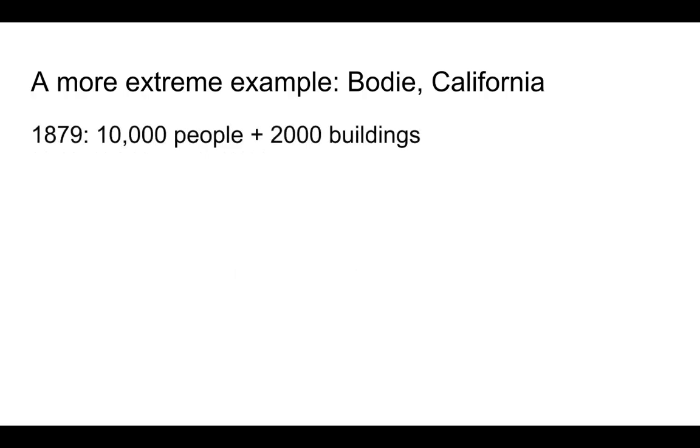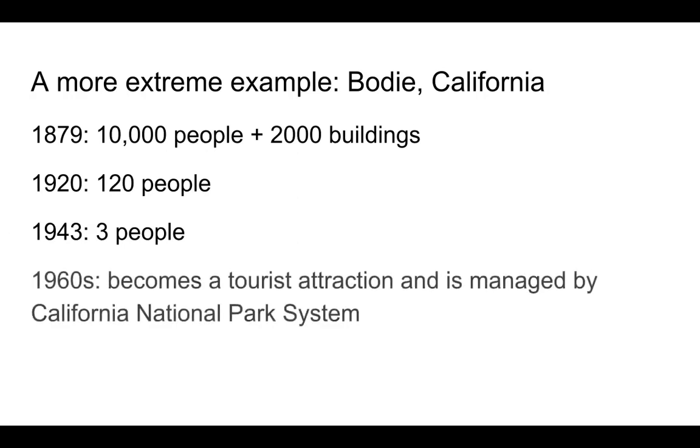A more extreme example would be the city of Bodie, California. So this is a prime ghost town. Let's take a look at the numbers. In 1879, there's 10,000 people there. There's 2,000 buildings. But by 1920, there's only 120 people left in Bodie. And then in 1943, as World War II is kicking up here, there are just 3 people left in Bodie. So in the 1960s, it gets bought out by the California National Park System. And so today it is a tourist attraction. So you can go and visit Bodie.